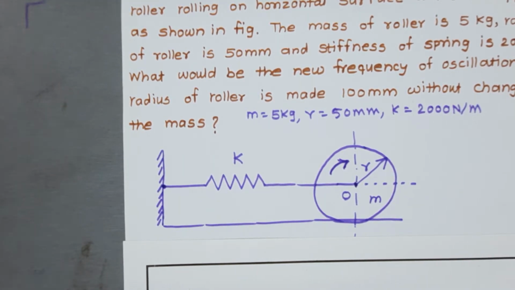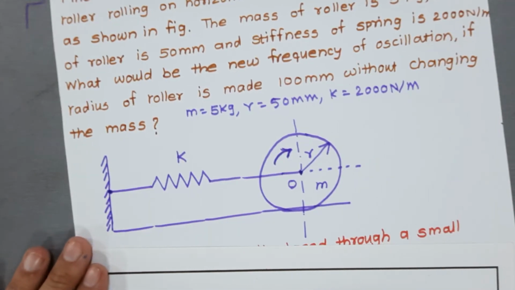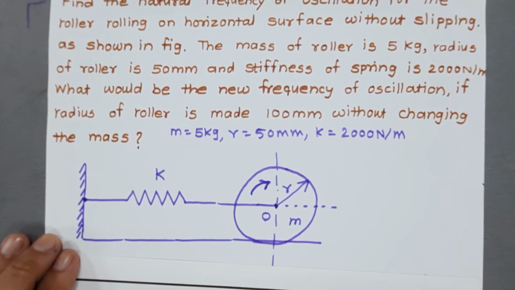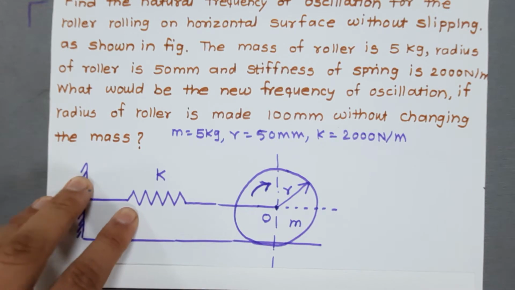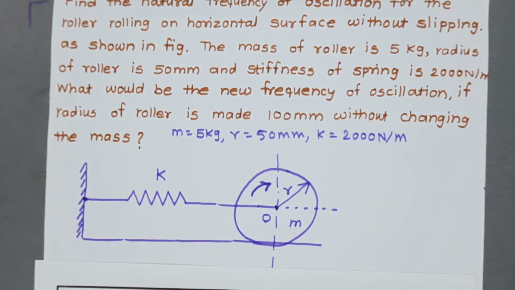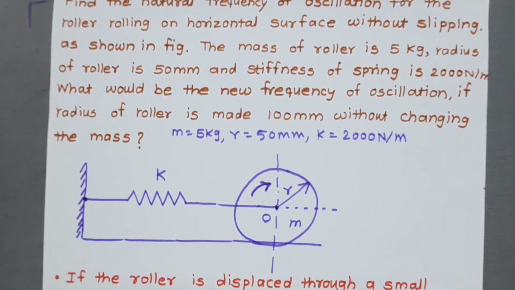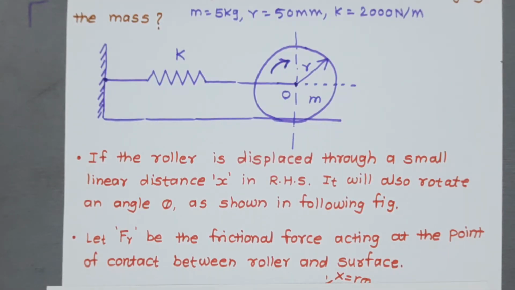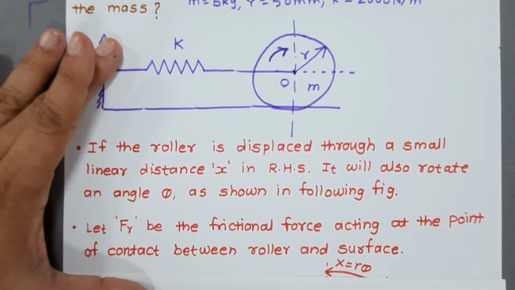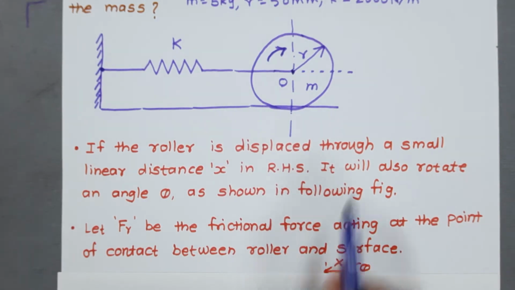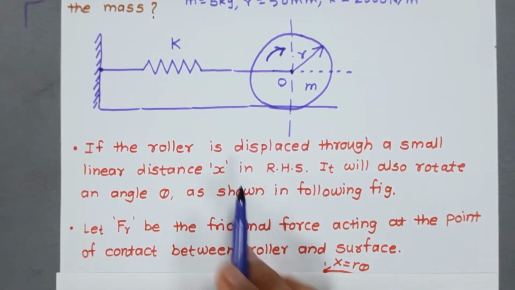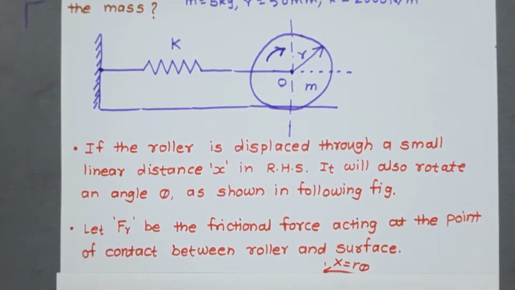So dear friend, first we have to derive the natural frequency equation for the given system, then put these values and calculate the further data. Now here, if the roller is displaced through a small linear distance x. Now this is the initial position. अब ये कैसे होगा देखिए.